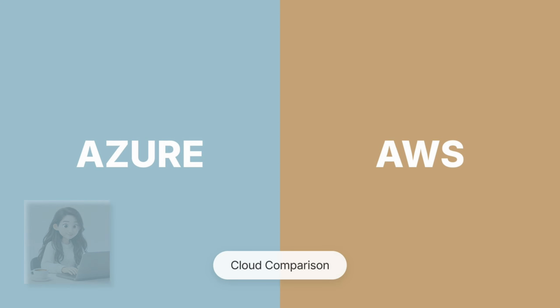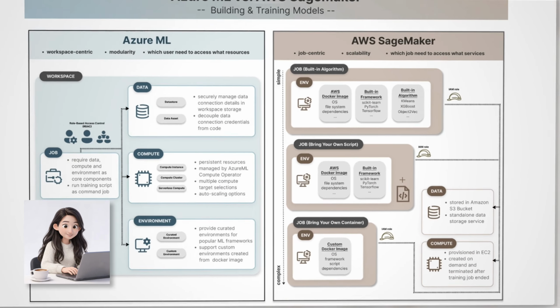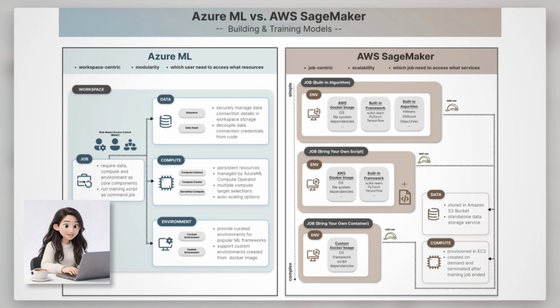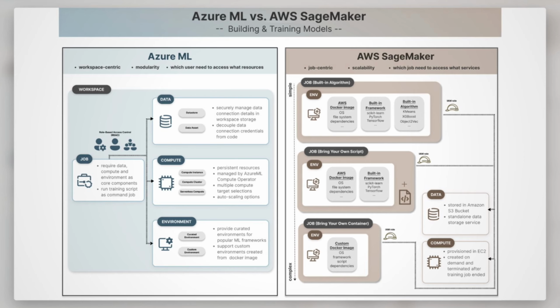Let's recap. Based on the comparisons of 4 dimensions: project permission management, data storage, compute, and environment, we can see the Azure and AWS adopt different design principles to structure their machine learning ecosystems. Azure ML follows a modular architecture where data, compute, and environment are treated as independent resources and assets within the Azure ML workspace. Since they can be configured and managed separately, this approach is more beginner-friendly, especially for users without extensive cloud computing or permission management knowledge.